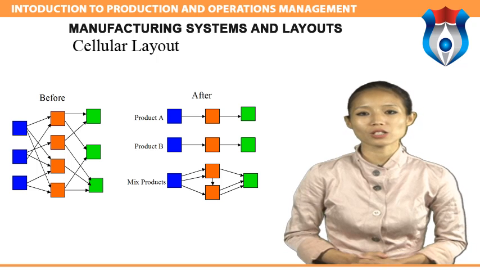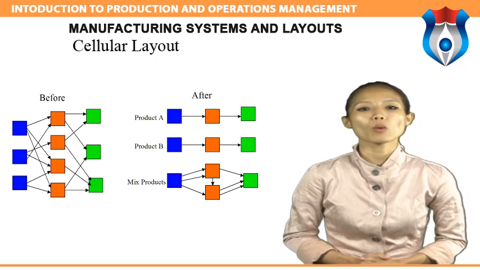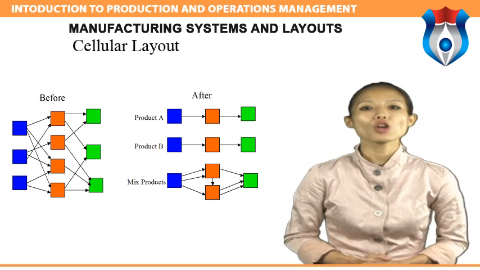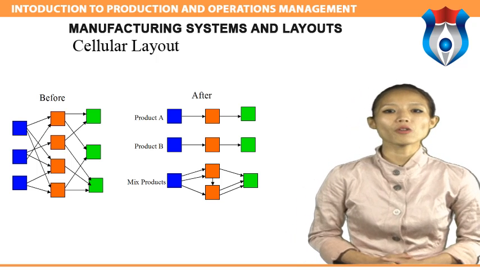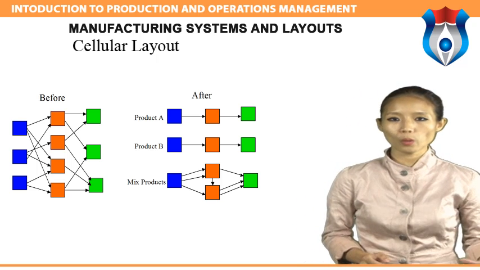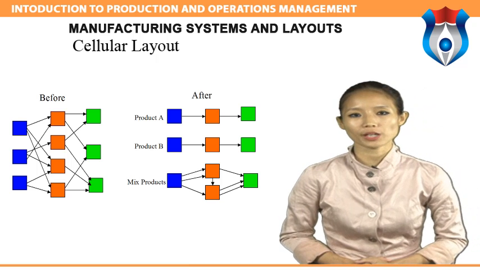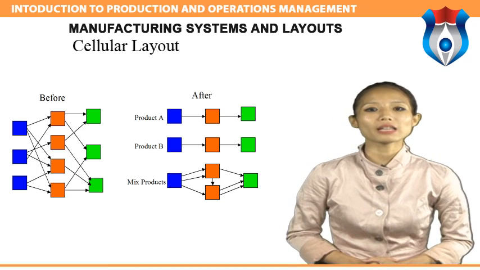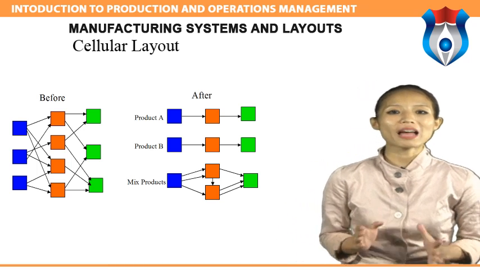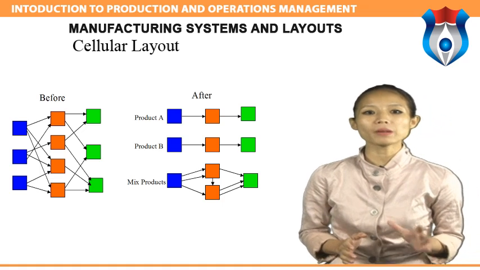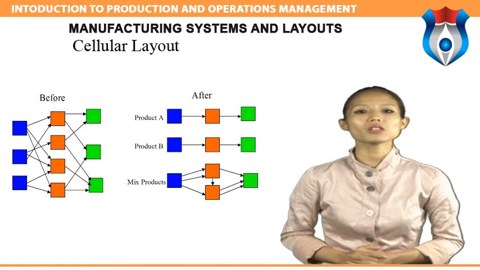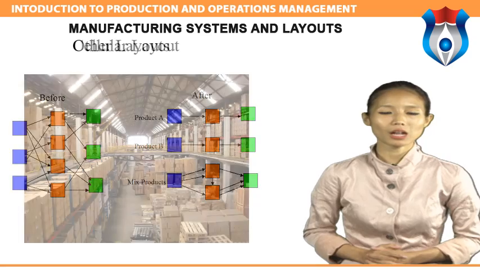a set of similar items, part families, that require similar processing. These groups are called cells. Therefore, a cellular layout is an equipment layout configured to support cellular manufacturing. Workers in cellular layouts are cross-trained so that they can operate all the equipment within the cell and take responsibility for its output.